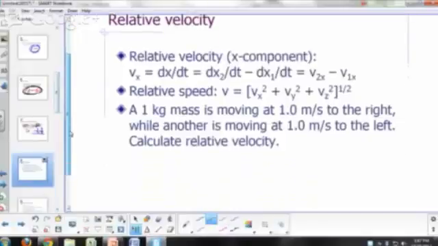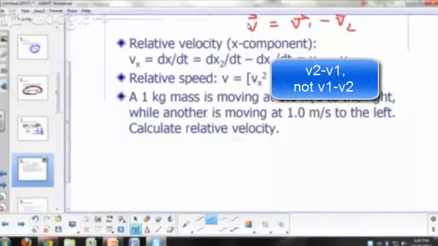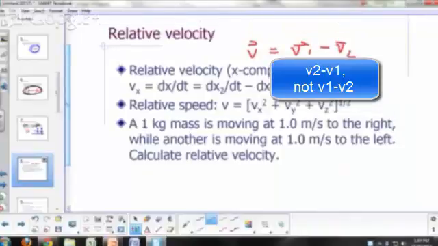Let's talk about relative velocity. Relative velocity is just the velocity of the two particles relative to each other. It is a vector, and the components of this vector will just be the difference between the components of the individual velocities. In other words, the relative velocity is just v1 minus v2. So the velocity vector for particle 1 minus the velocity vector for particle 2, that's your relative velocity.